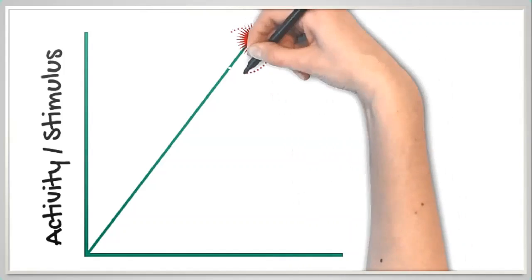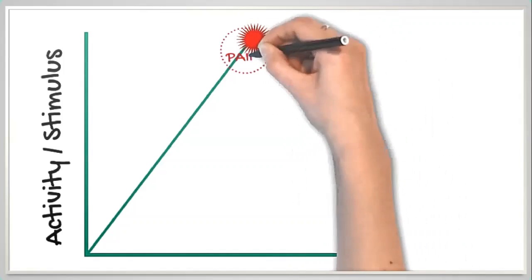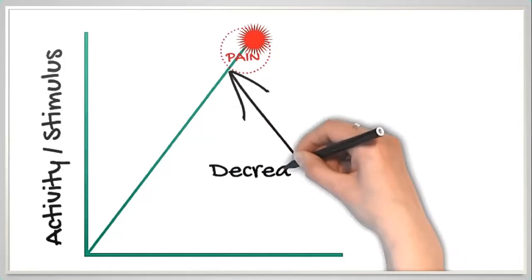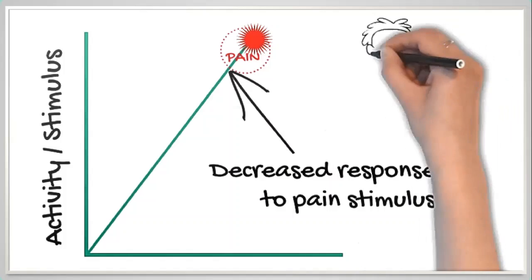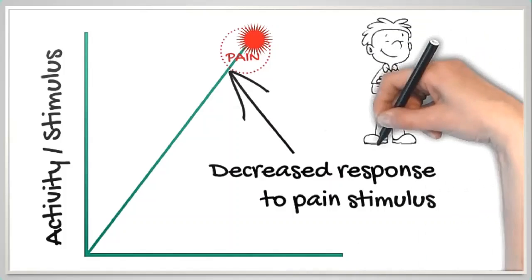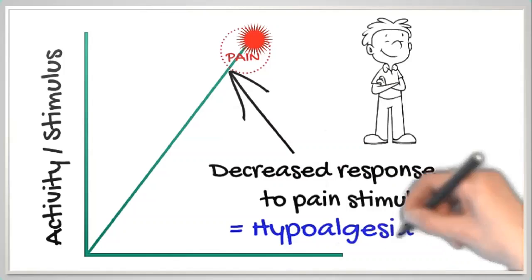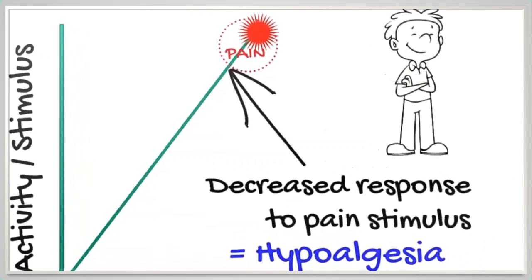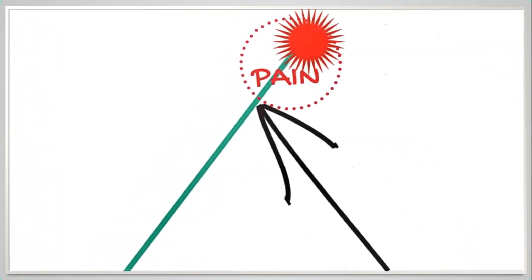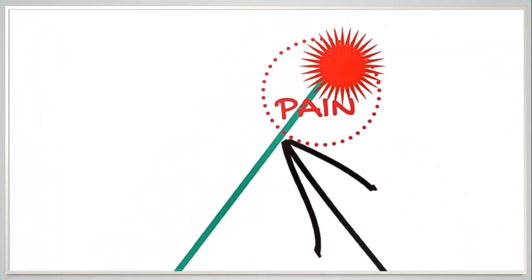However, the opposite is also true. People can experience an increase in pain threshold and pain tolerance, and therefore a decreased response to a pain stimulus. This is called hypoalgesia. Now, the problem with hyperalgesia is that the area of warning pain is very small and can even overlap with tissue damage. So this person won't get a lot of warning and will be more prone to injury.